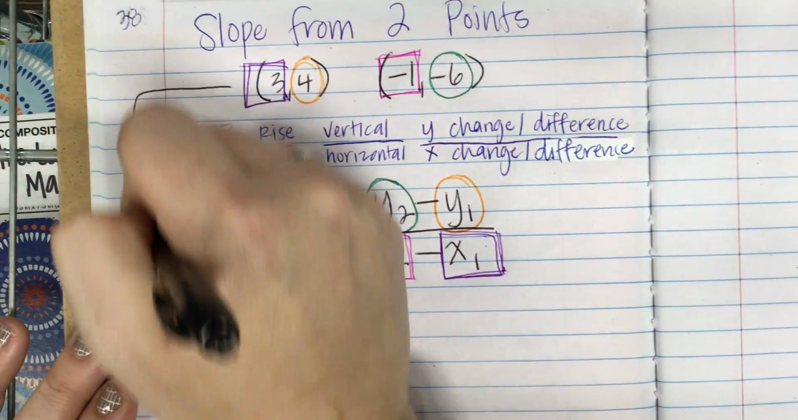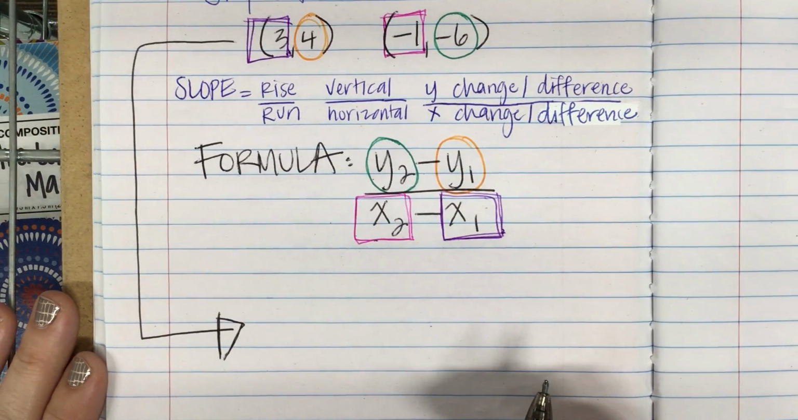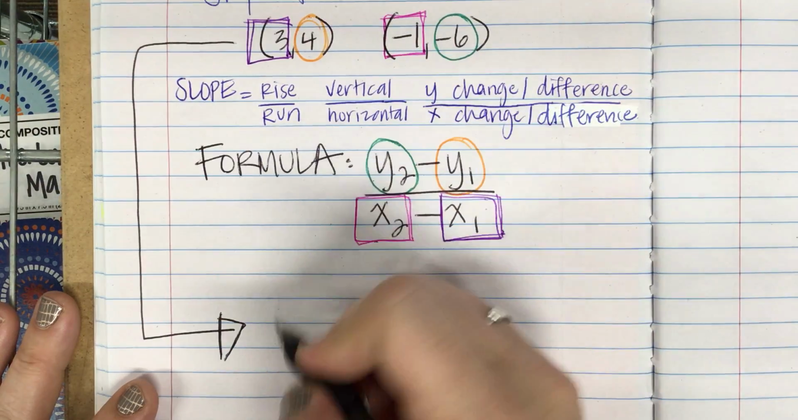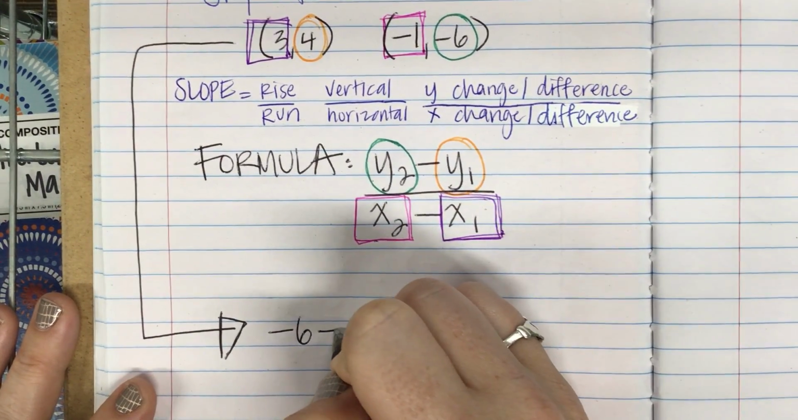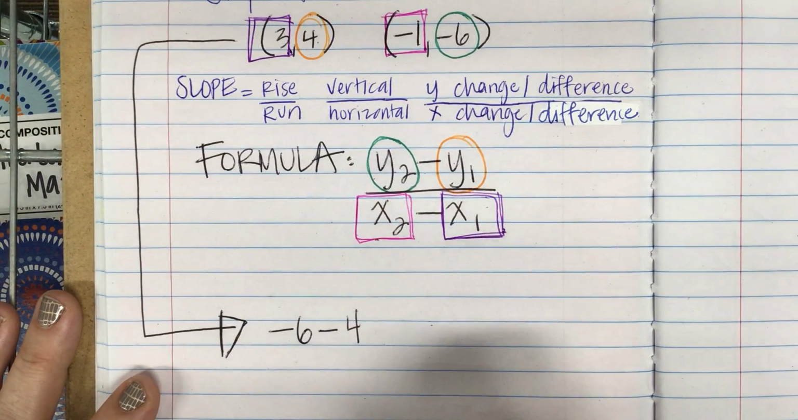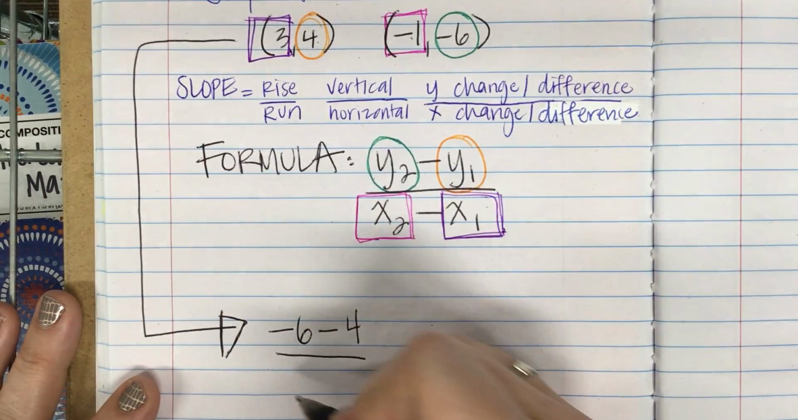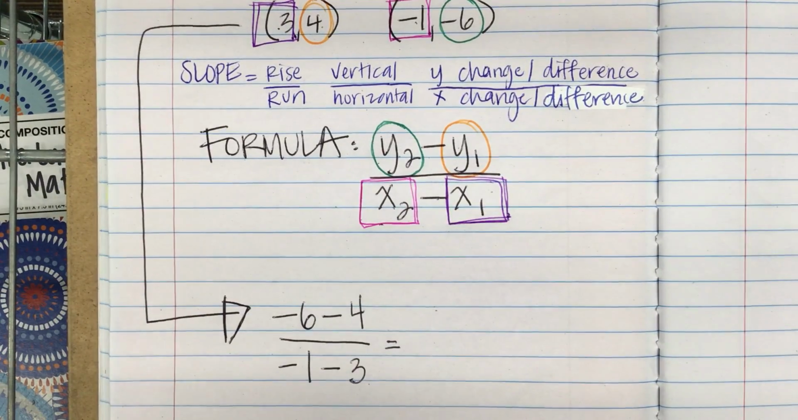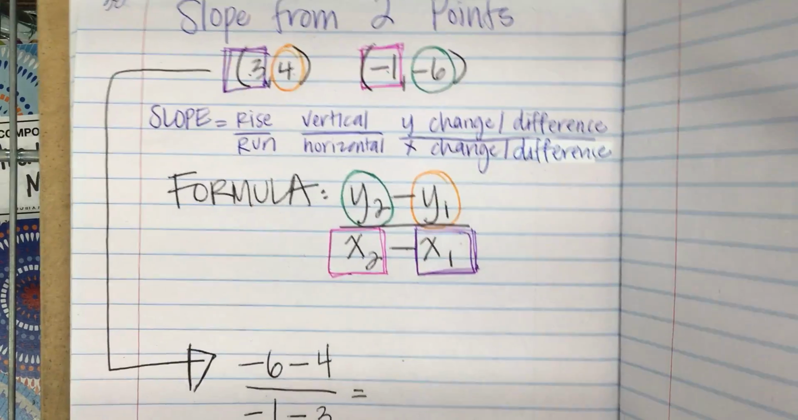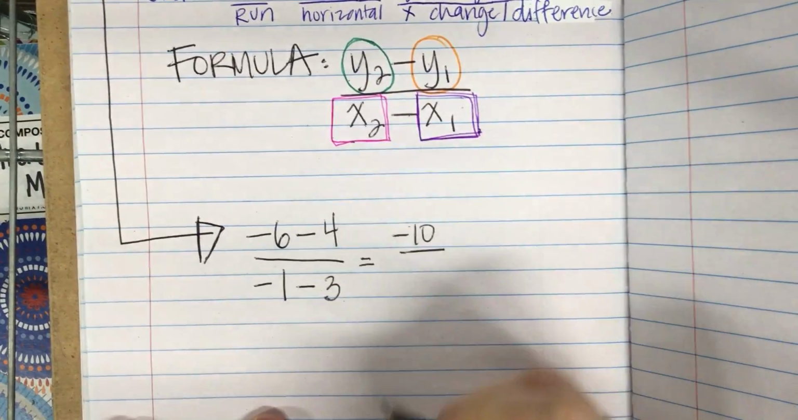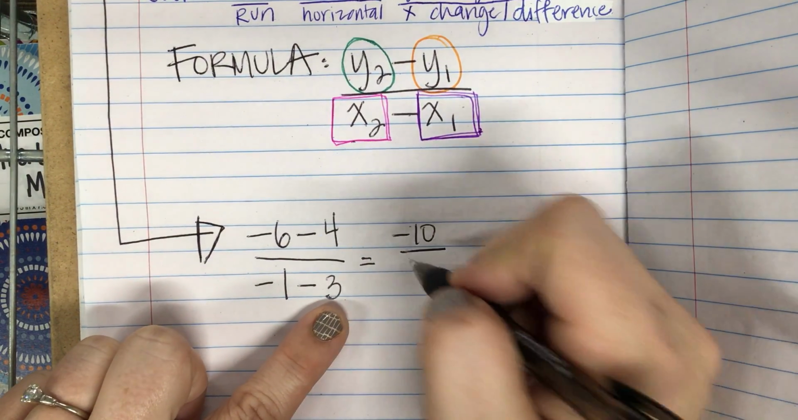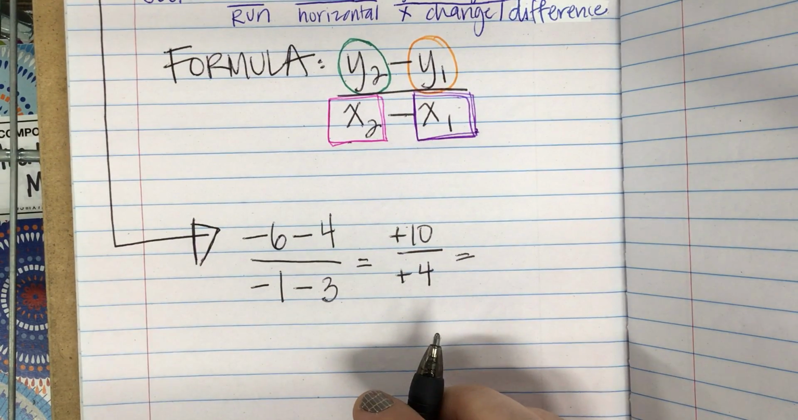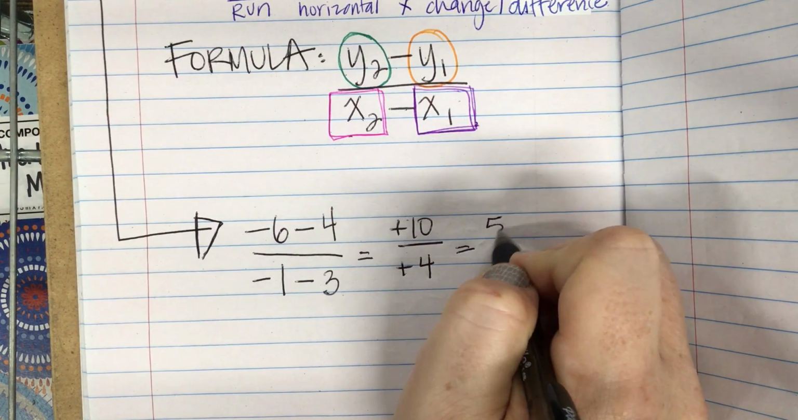So if I was going to find the slope of these 2 points, I can do y2, which was -6, minus y1, which was 4, over x2, which is -1, minus x1, which is 3. And I get -6 minus 4 is -10 over -1 minus 3 is -4. 2 negatives make a positive. And 10 over 4 simplifies to 5 over 2.